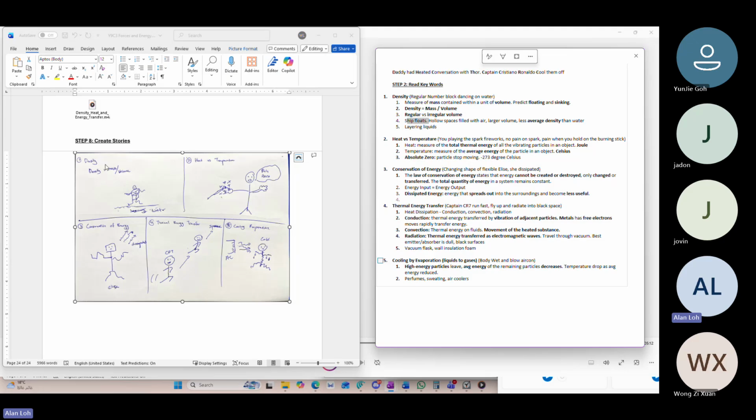And I put a formula over here: density equals mass divided by volume. I hope this is readable. So, a regular number block dancing on the water. Then the second drawer is about heat and temperature. How do I translate it into stories?